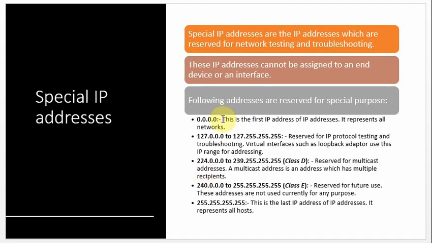Special IP addresses, these are what? Quad 0, 127, 224, followed by 0, 225. These are special IP addresses that are used for troubleshooting and testing networks. And these IP addresses cannot be assigned to any device or to any interface, but they are used for what? For testing network connectivity, testing network services.